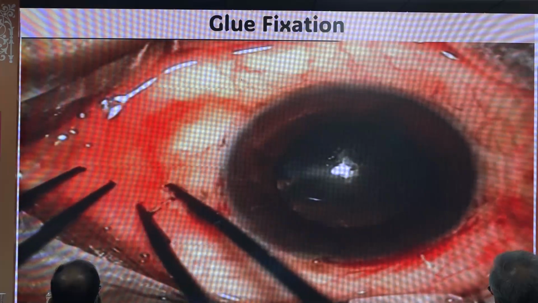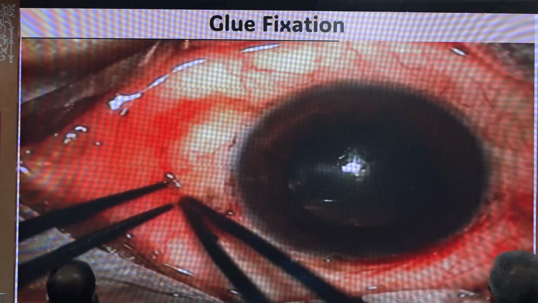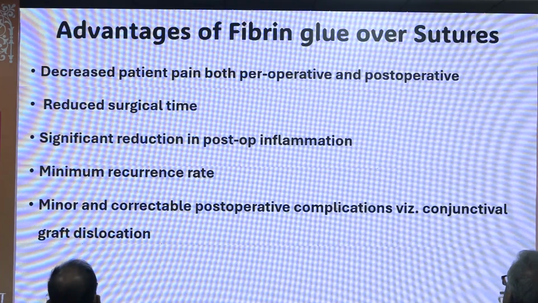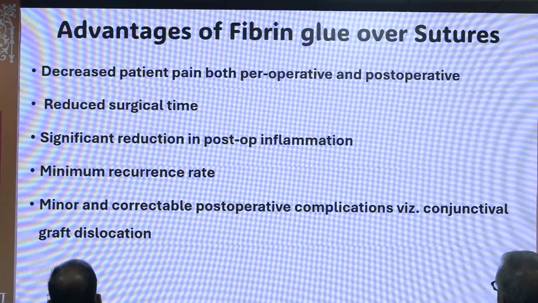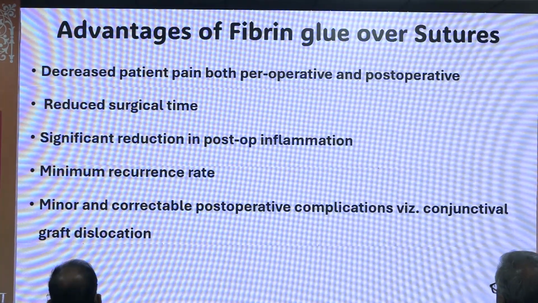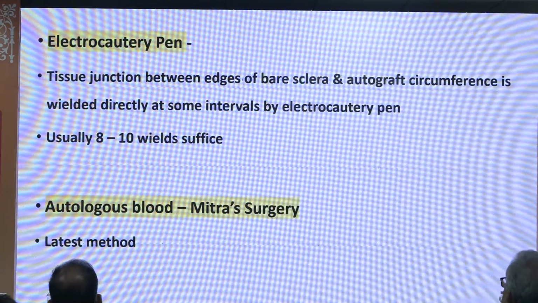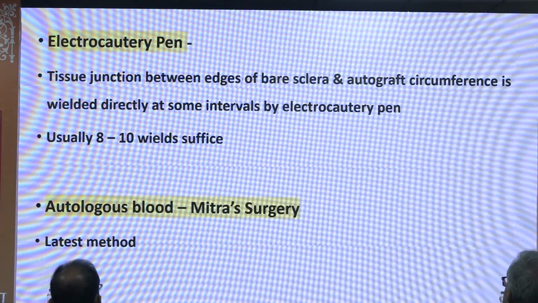As we are seeing, we are approximating all the edges as much as possible, and by the time we approximate, it gets fixed. Now glue has a few advantages over sutures: it reduces the pain, saves time, cuts down the postoperative inflammation, minimizes the recurrence, and prevents graft dislocation. Autograft can also be welded circumferentially with an electrocautery pen, and latest by autologous blood, as I discussed.